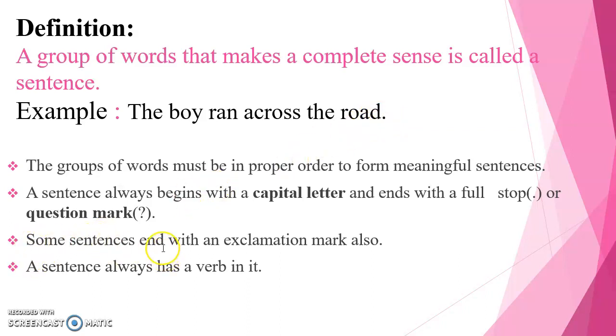Some sentences end with an exclamation mark also. This I will tell you further. A sentence always has a verb in it. Without a verb, we cannot say it is a sentence. Understood? Without a verb, any group of words, we cannot say is a sentence. For a sentence, it is a must that the verb must be there. Understood? Once again, I am revising. A group of words that makes a complete sense is called a sentence.